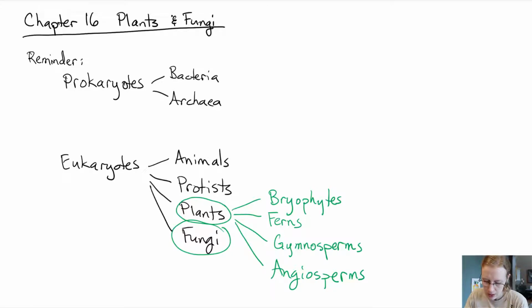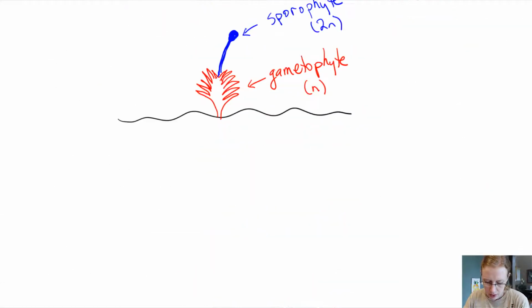Okay, so next on the list we have the ferns. Let's go down and talk about ferns. So ferns also exhibit an alternation of generations. All of our plant categories are going to have that going on in their life cycles. Let's get going here.